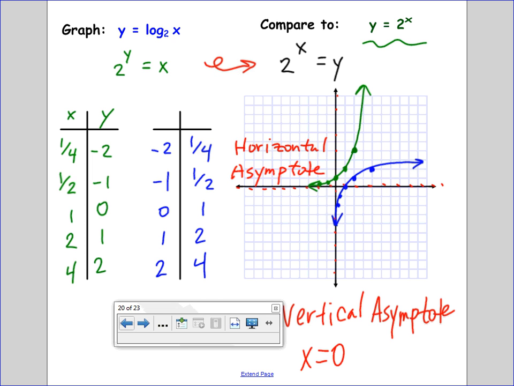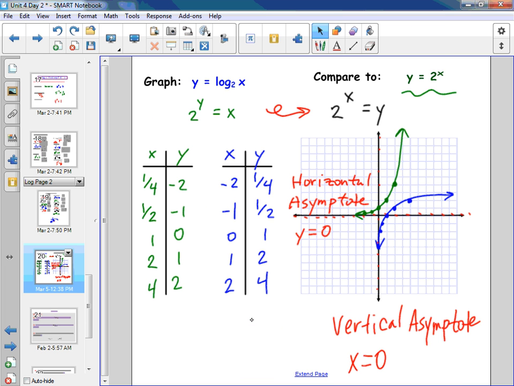And the equation of a horizontal line is y equals a number, right? In this case, y equals 0. And I'm going to go ahead and add that dividing line in. That's pretty sweet.